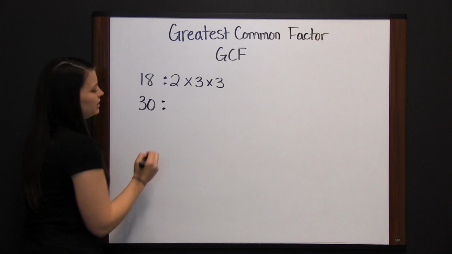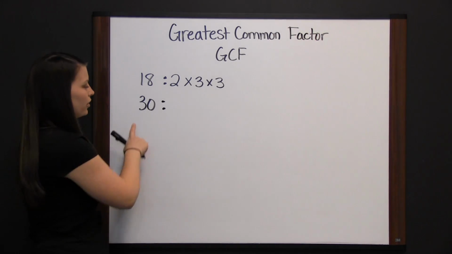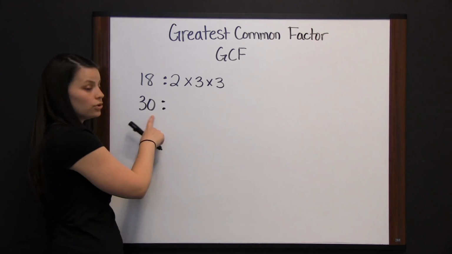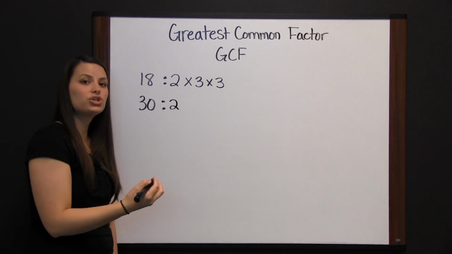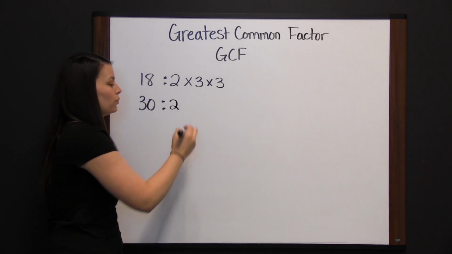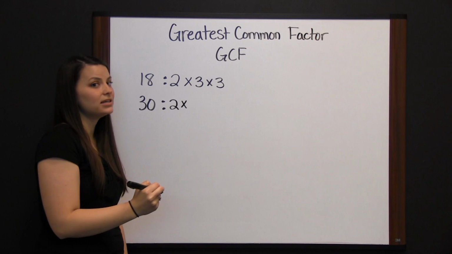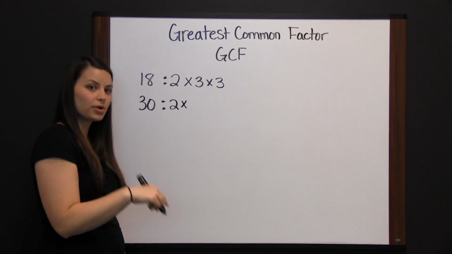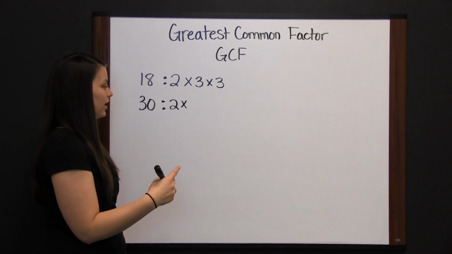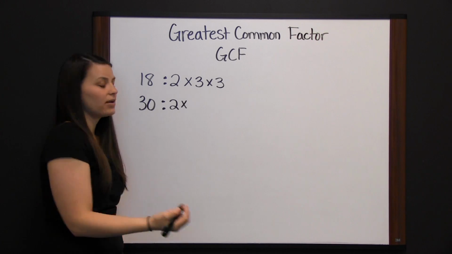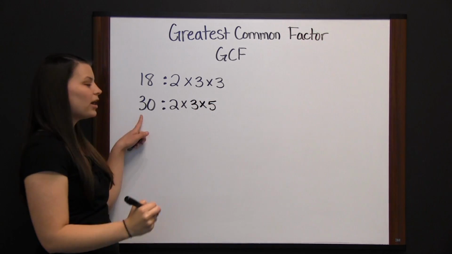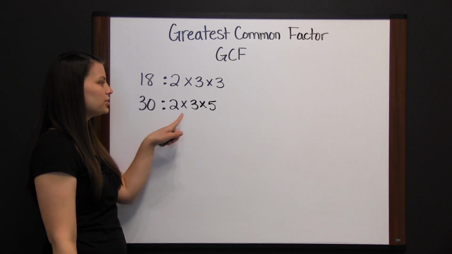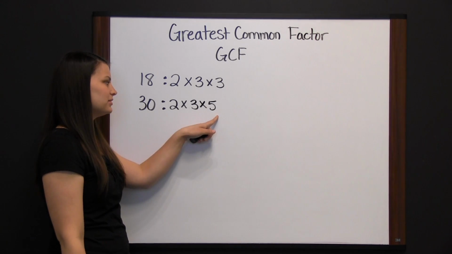The prime factorization of 30. 30 is divisible by 2 also, since it's even. So 2 times 15 would be 30, but 15 is not prime. So we have to break it down into its prime factors. And 15's prime factors are 3 times 5. So the prime factorization of 30 is 2 times 3 times 5.